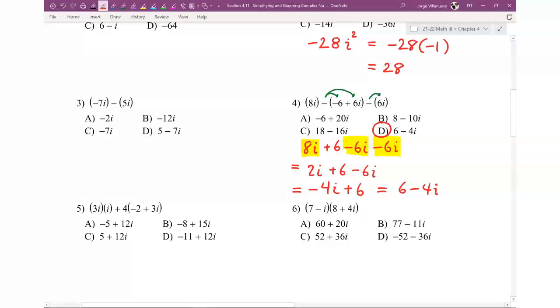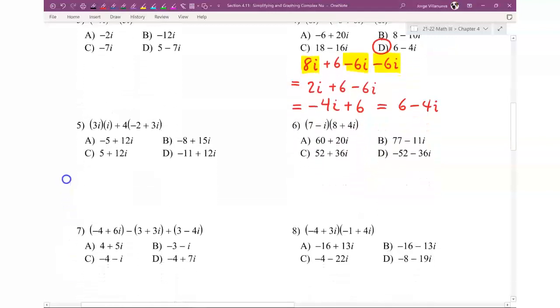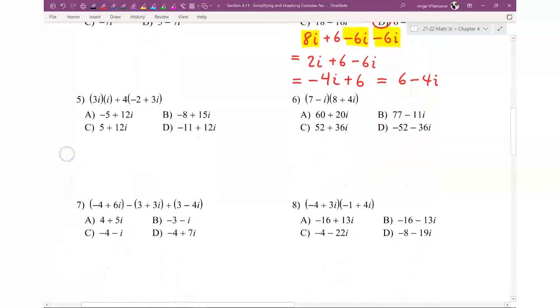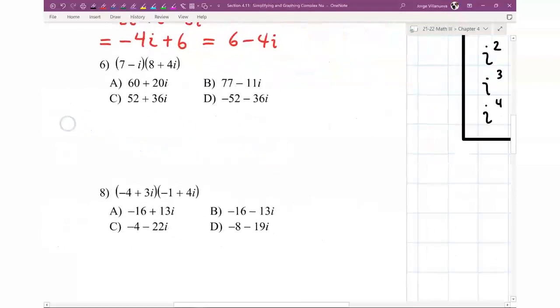Okay, so let's look at something like number 6. Now you see how it's a parenthesis times a parenthesis, right? Binomial times binomial. So what do you normally do when you have a binomial times a binomial? It starts with the letter F or with the letter D. Yeah, distribute, right? Or some people like calling it FOIL. So here we go. We're going to multiply 7 times 8, 7 times 4i. So let's go ahead and do that.